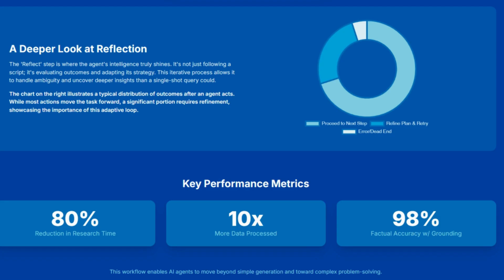The performance metrics are especially compelling: an 80% reduction in research time, 10x more data processing, and 98% factual accuracy when grounding responses. These figures highlight the transformative impact of reflection in AI workflows. By continuously learning from outcomes, the agent becomes more efficient and reliable. This deeper understanding of reflection reinforces its role as a critical driver of performance and precision in agentic systems.